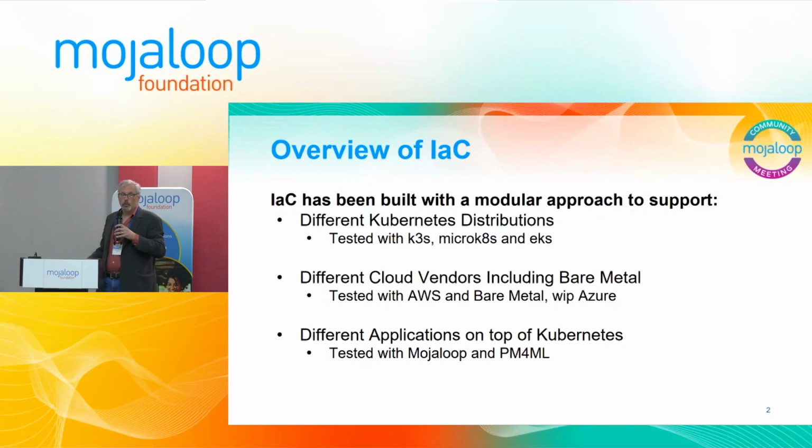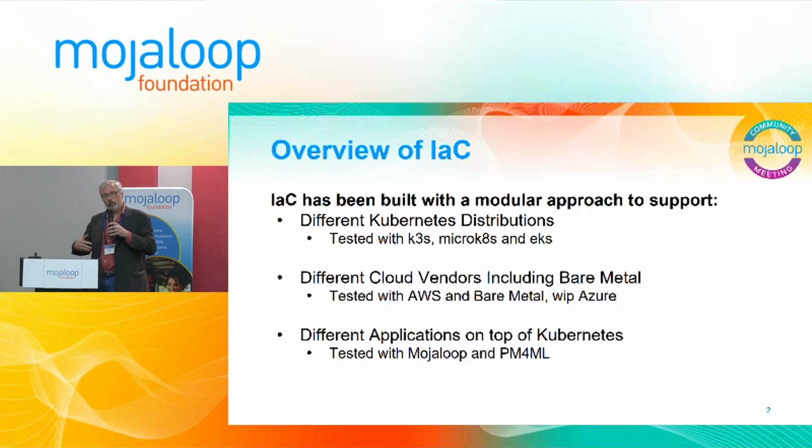So there are three different types of modularity that I want to talk about. One is Kubernetes distributions. So K3s, MicroK8s, and EKS is what we've tested with so far. But you can imagine that there's Kubespray, there's AKS, there are multiple Kubernetes distributions that you could use. These are the 3 that we've tested in order to test out the modularity of the actual Kubernetes distro.